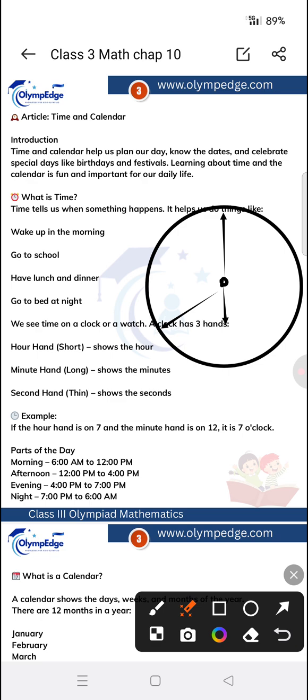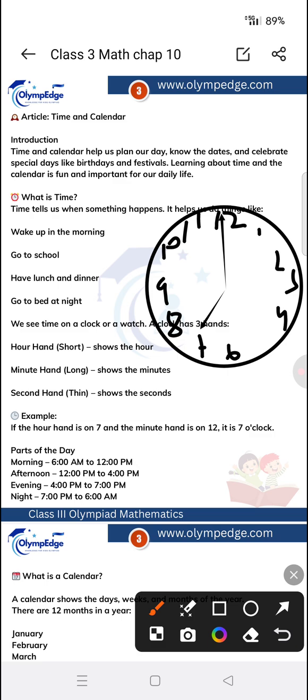So next we have, if the hour hand is on 7 and the minute hand is on 12, then it is 7 o'clock. For example, here you see, the hour hand is on 7, right? So if it is on 7 and the minute hand is on 12, then what is the time? Here we have 3, 9, 6, 7, 8, 10, 11, 1, 2, 4, and 5, right? So the hour hand is on 7 and the minute hand is on 12, right? So what is the time? Obviously, it is 7 o'clock.